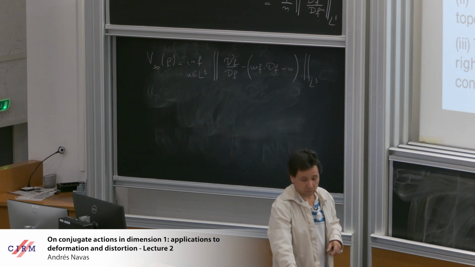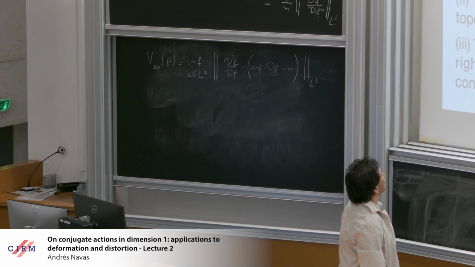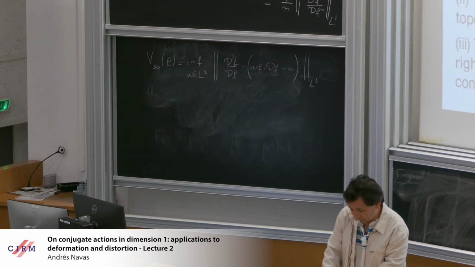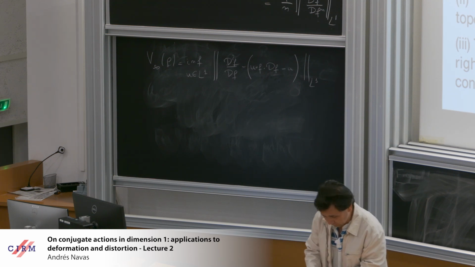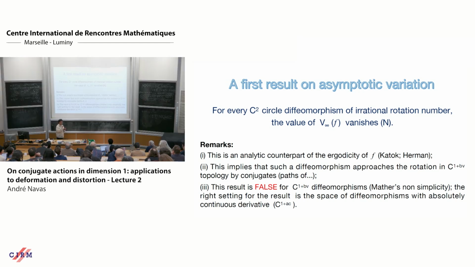Here there is a first result concerning circle diffeomorphisms, and well, there is a lot of information here. So let me go step by step explaining this. So let's start with the case of diffeomorphism with irrational rotation number. We are in the class C1 plus bounded variation at least, so we have Denjoy's theorem. And we would like to know whether the asymptotic variation vanishes or not. And this is not a trivial issue.